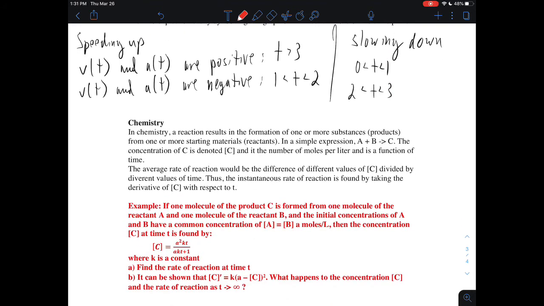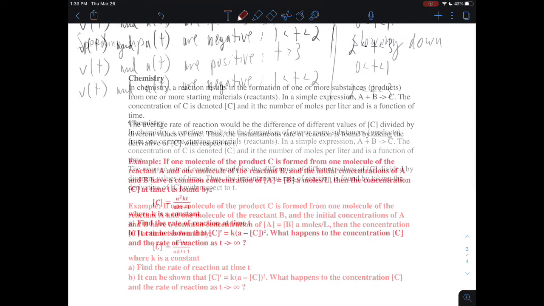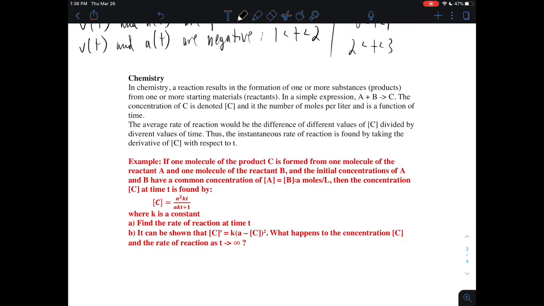All right, so besides physics, we've seen applications with economics when we talked about marginal cost. So for another example, we're going to look at chemistry. In chemistry, a reaction results in the formation of one or more substances, called products, from one or more starting materials, called reactants. In a simple expression, A plus B gives us C, meaning C is produced from the reaction between A and B. The concentration of C is denoted [C], and it is the number of moles per liter and is a function of time.